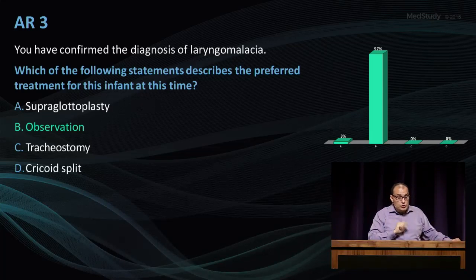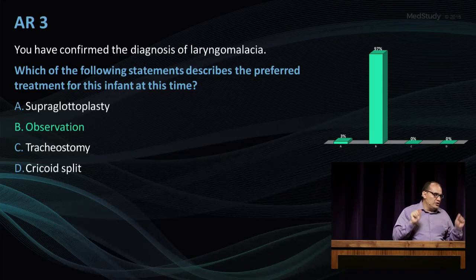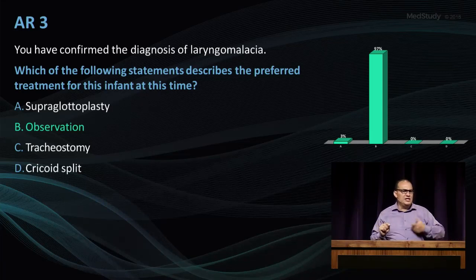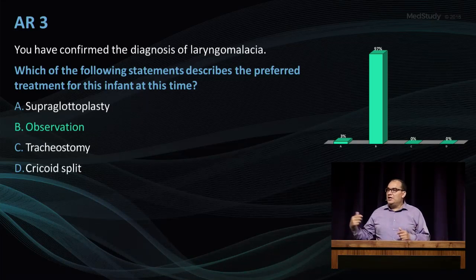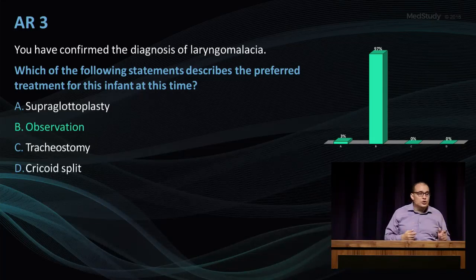So you chose observation because in that question the infant is healthy, 5 weeks old. But if they mention he has significant obstructive sleep apnea, he snores, he has witnessed apnea, or he has recurrent pneumonia, cyanosis, then you say the answer is supraglottoplasty.